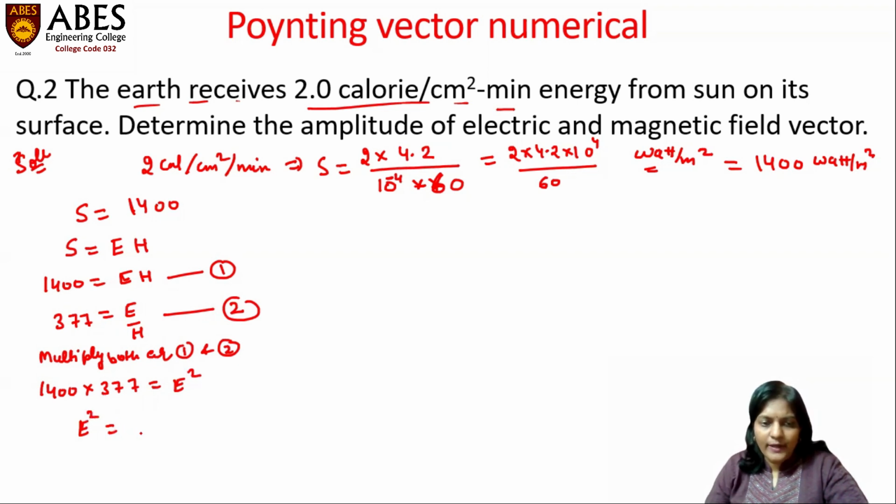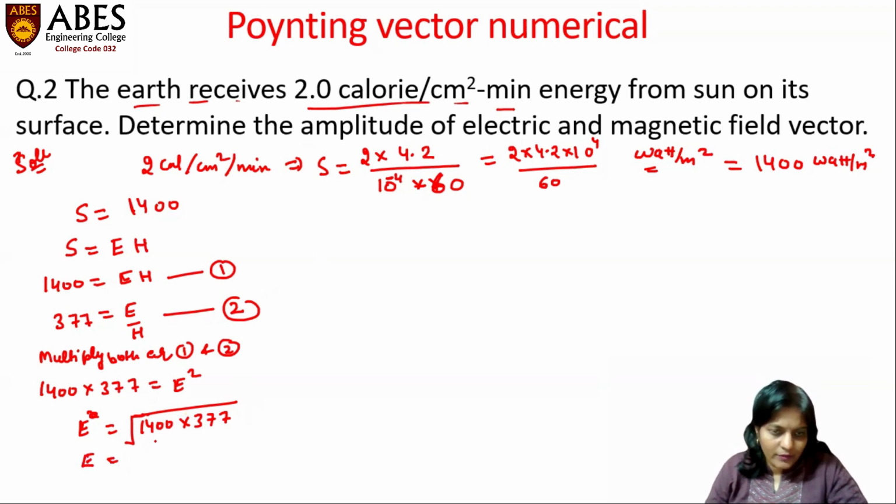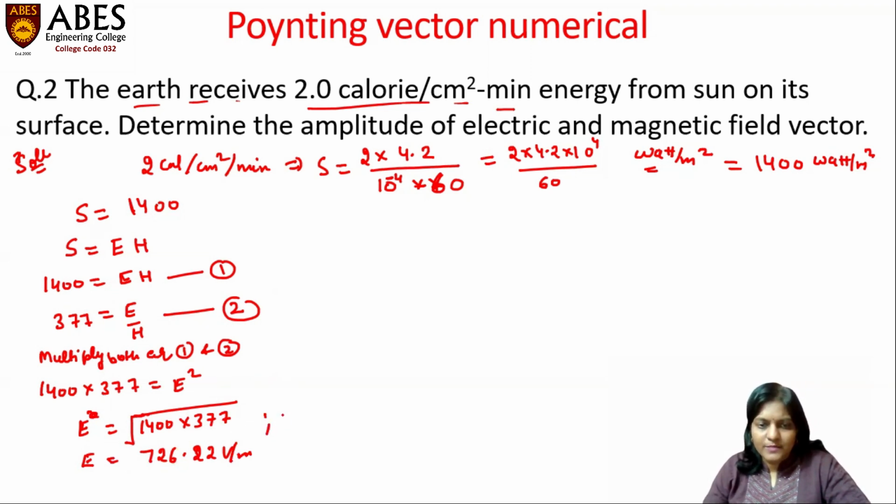It gives E is equal to square root of 1400 into 377, because we want to determine the amplitude of electric field. So electric field becomes 726.22 volt per meter. And if I put the value of E in equation number 1, then H becomes 1.92 ampere per meter.